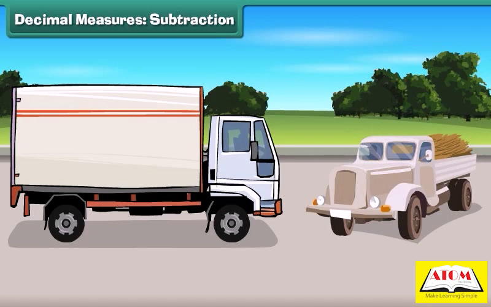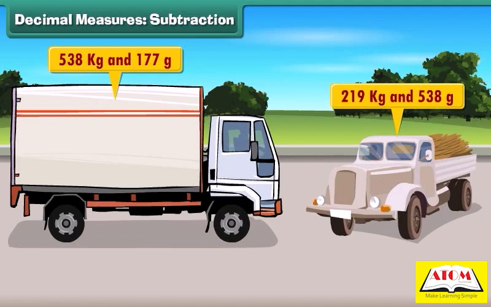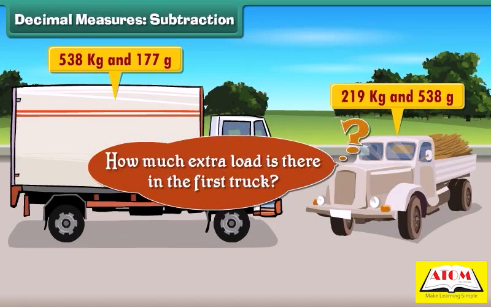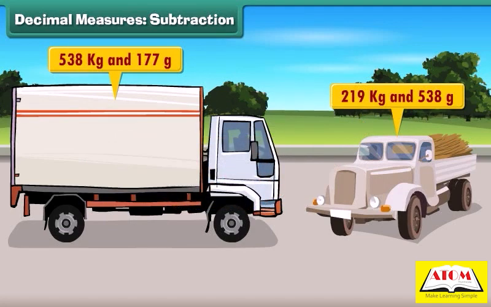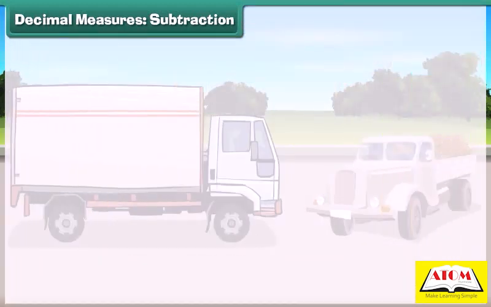One truck has a load of 538 kilograms and 177 grams of grain, and another has a load of 219 kilograms and 538 grams of grain. How much extra load is there in the first truck? We can find the extra load in the first truck by subtracting the second quantity from the first, following the same way as used in case of addition.